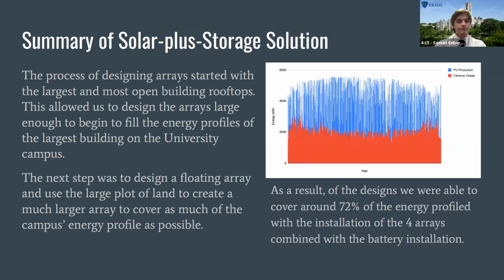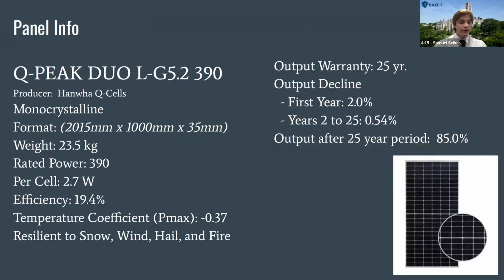battery installation. The panel that we decided to go with was the Q-Peak Duo, as you can see on the screen. It is rated for 390 watts of electricity with individual cells producing 2.7 watts. The efficiency of the panel is rated around 19.4% from the ray of the sun to the energy produced, which is near the top of the industry standard.